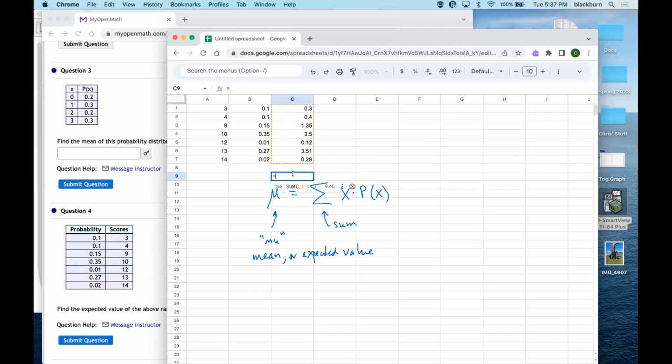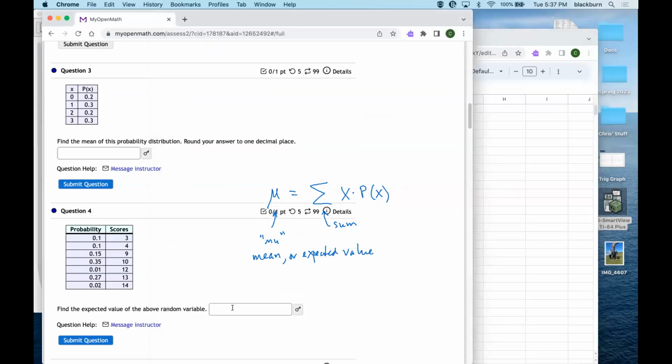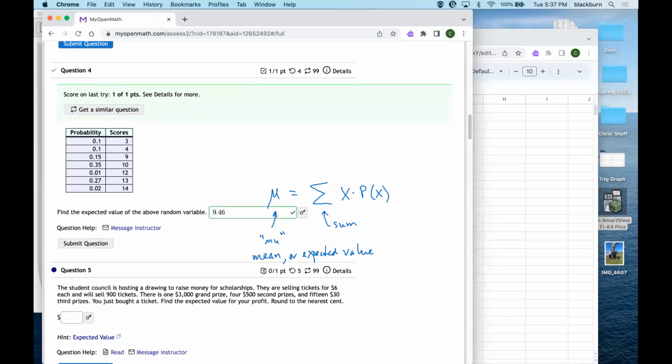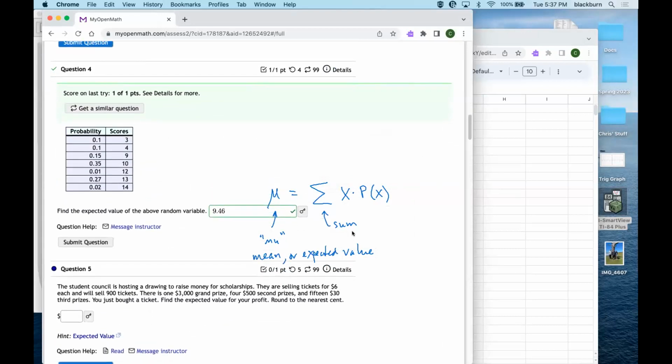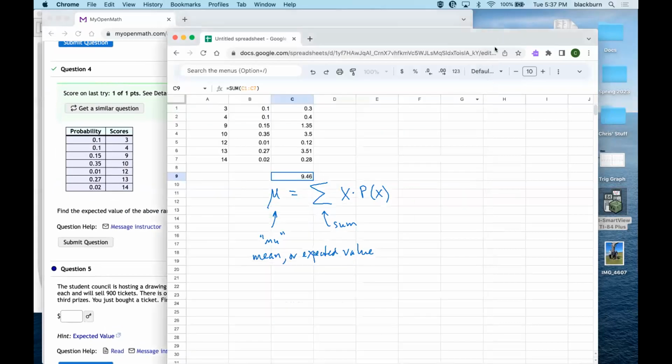So I go equals sum. C1 to C7 is going to be the first option that pops up. That's what I want. So the sum of C1 to C7, 9.46. That's what I would put right there. Expected value and mean are the same thing. All right. So what questions on this?